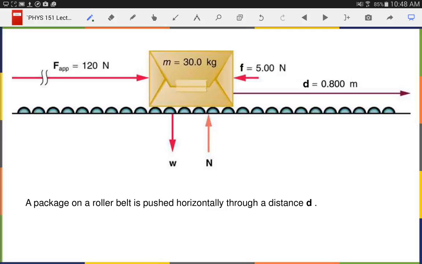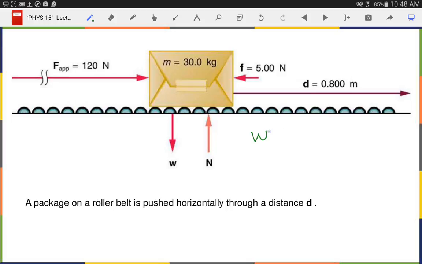Lindsay, what about the normal force? No, it can't do work. Because? And Haley, what about the force of friction? Yes, it can because? It's anti-parallel. And because it's anti-parallel, what does that further tell you about the work? It's going to be negative. It's working against it.